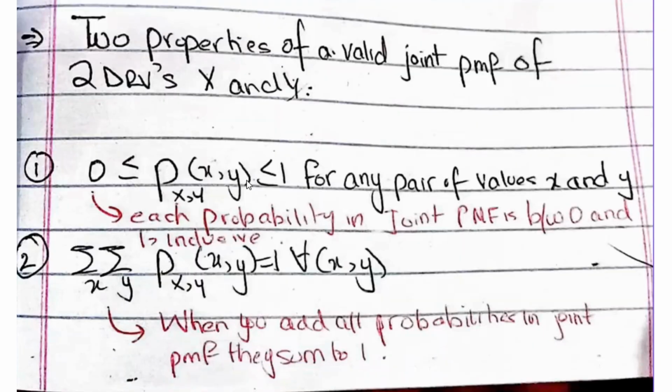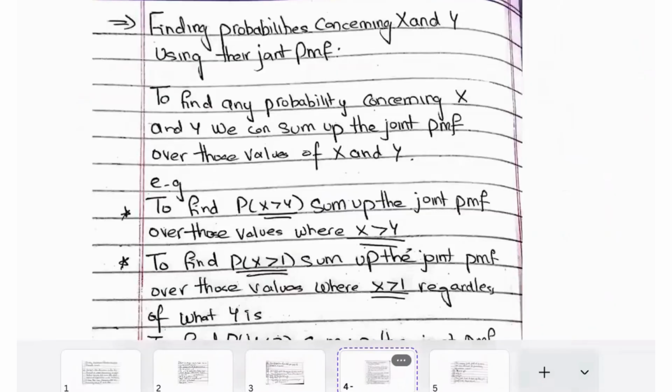Now let's look at two properties of a valid joint PMF of two discrete random variables X and Y. These are similar to the properties for the PMF of just one discrete random variable. First, each probability in the joint PMF is between 0 and 1, just as each probability has to be in the PMF of a single random variable. Second, when you add all the probabilities in the joint PMF, they should sum up to 1. So similar properties need to hold for the joint PMF of two discrete random variables as well.